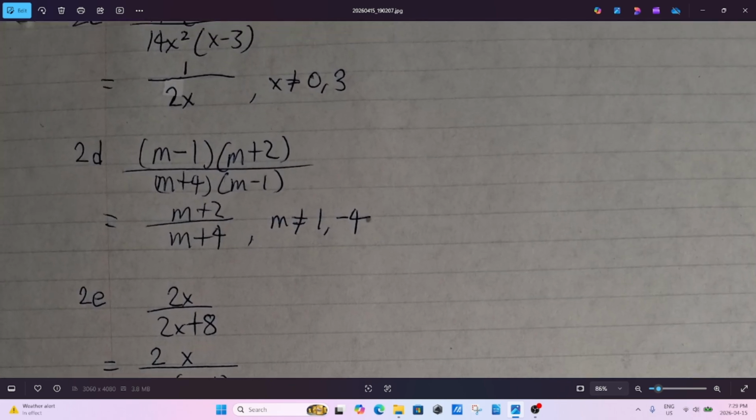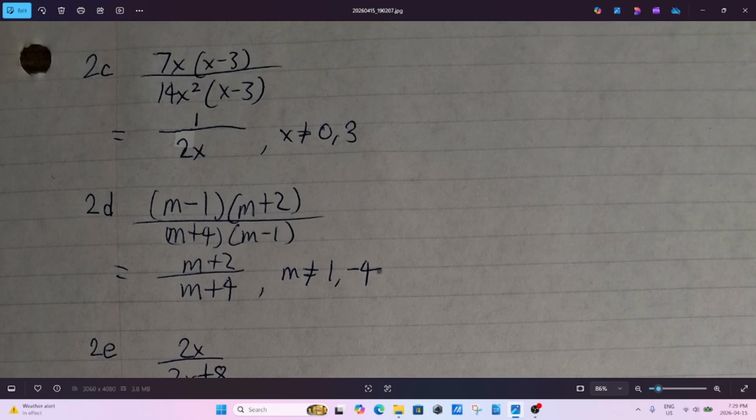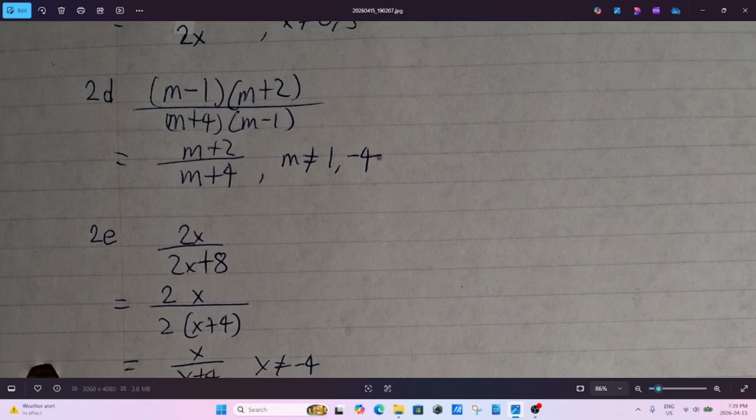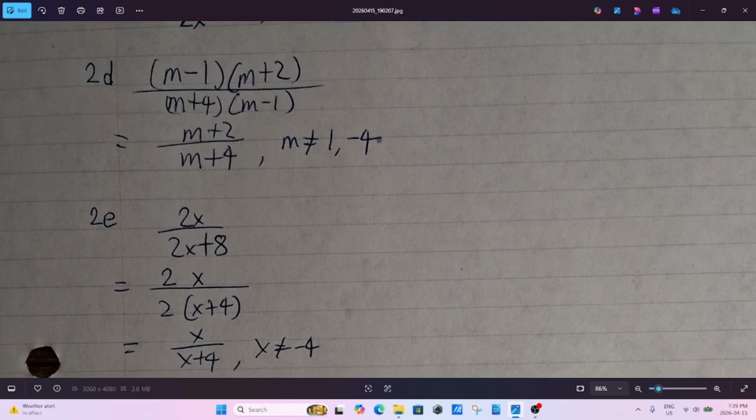Okay, 2c: 7x times x minus 3 divided by 14x squared times x minus 3. So the x minus 3, they cancel. And then you have 2x at the bottom. So it's 1 over 2x, and x cannot be 0 or 3. 2d: n minus 1 times n plus 2 divided by n plus 4 times n minus 1. The n minus 1 cancels, so you get n plus 2 over n plus 4 in the bottom. n cannot be 1 and negative 4.